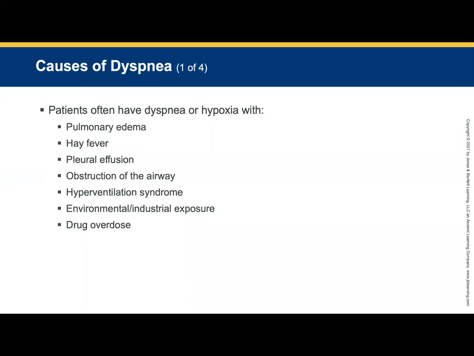Some causes of dyspnea. Dyspnea can be caused by many medical problems. Altered mental status may be a sign that the brain is hypoxic, which means it's low on oxygen. Patients often have difficulty breathing and/or hypoxia with the following medical conditions. You have pulmonary edema. You may suffer from hay fever, pleural effusion, obstruction of the airway, hyperventilation syndrome, environmental or industrial exposure, carbon monoxide poisoning, or drug overdoses.